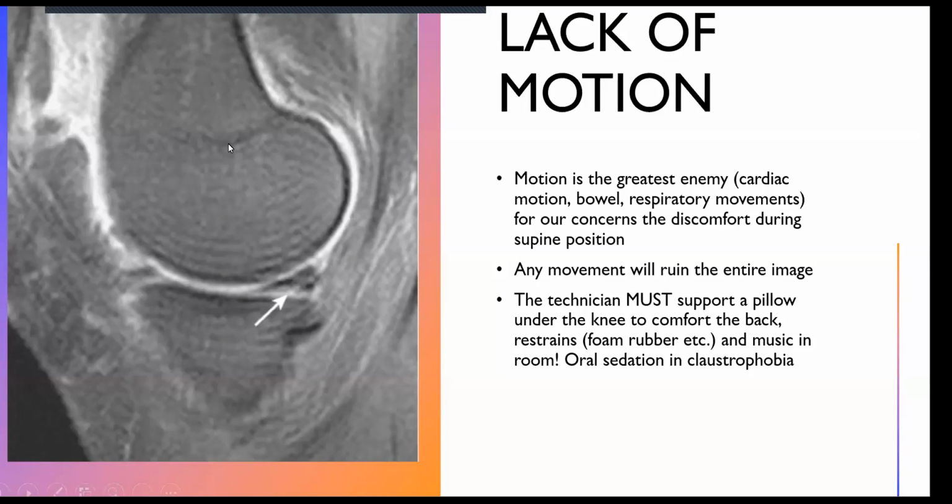If you see in this picture, a sagittal view of the MRI of the knee, you can see a signal intensity on the posterior horn of the medial meniscus, whether it is a tear or a signal intensity due to this wavy movement of the knee during the MRI technique. So this lack of motion must be supported well by the MRI technician.